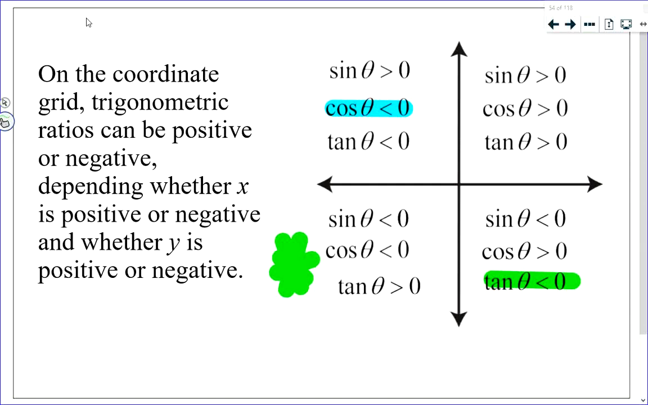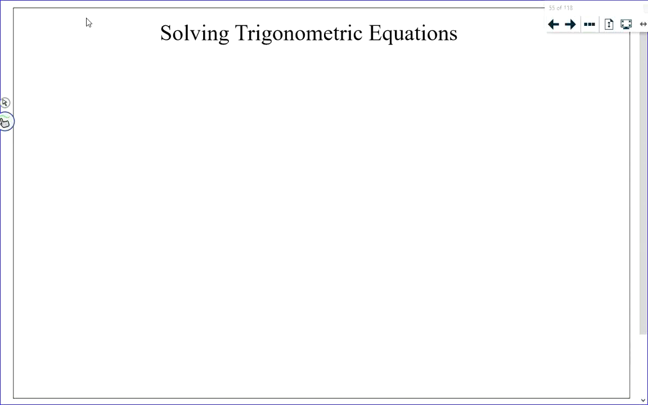So all this page is reminding you is to be mindful of the different quadrants that you're dealing with, because the numbers that you want to use may be positive or they may be negative. How do we solve trigonometric equations? Well, there are a couple of ways to do it. I'm going to go with the method that everybody should be able to use.